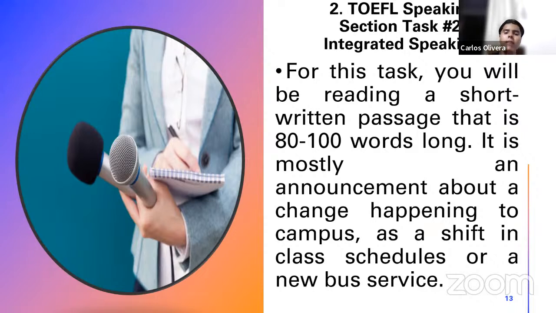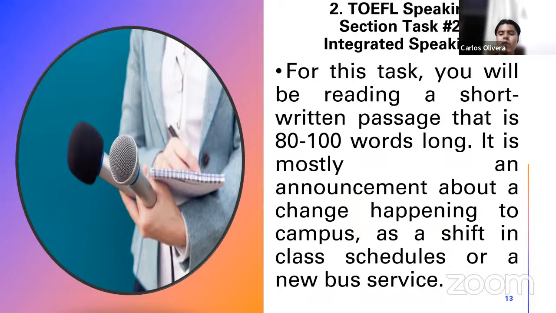What is that first material? A reading passage. Don't get troubled. It's not a very long reading passage. As you can see, it's from 80 to 100 words, a very short reading passage. And you're going to have to read this passage, okay, before you can receive the second material. What is this reading passage going to be about?